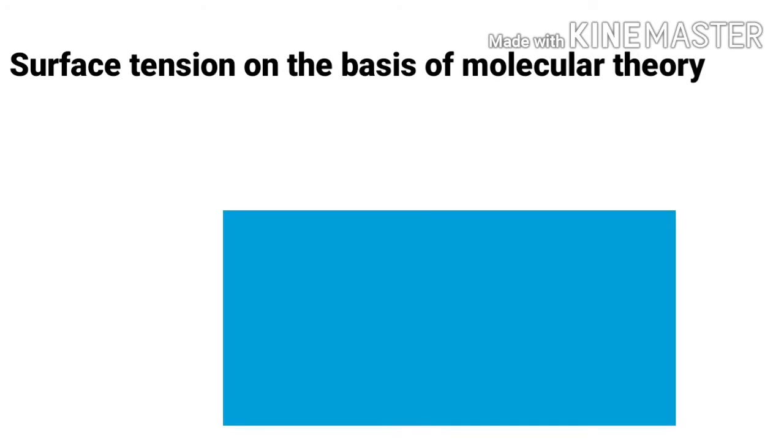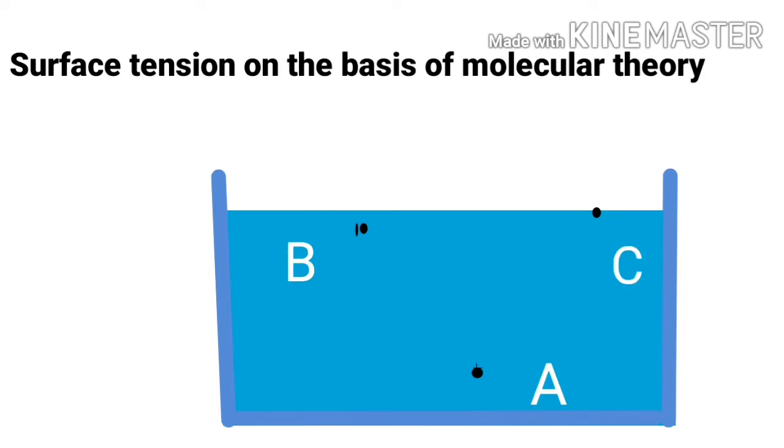Dear student, today we see the explanation of surface tension on the basis of molecular theory. Consider a liquid in a container. A, B, and C are the liquid molecules such that A is deep inside the liquid, B is just below the surface layer of the liquid, and C is on the surface of the liquid.